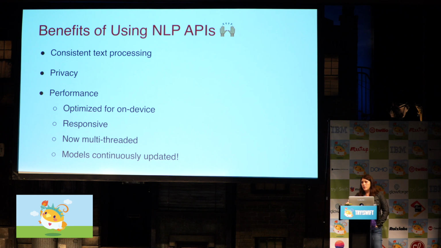It's now multi-threaded, so if anyone has been using the APIs in their app already, you'll see a significant increase in speed. But I think the most interesting and compelling case for using them is that the models are being continuously updated. And this actually happens over the air. The way to make sure you're getting all the updates is to download the keyboard for the language that you're interested in working with.